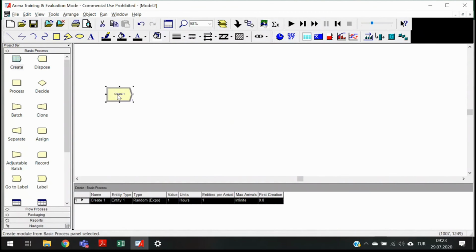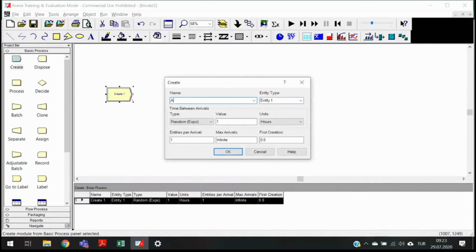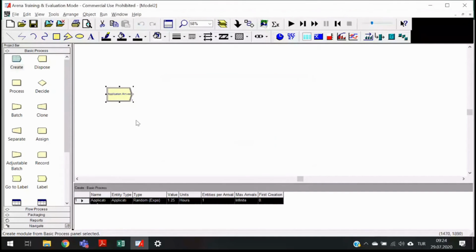Let's create the arrival process. So we say that application arrives here. And the entity that is arriving is an application. Okay. And the time between arrivals is exponentially distributed with an average of 1.25 hours. And at each arrival, one entity arrives, the maximum number of arrivals is infinite, and the first creation is at time 0 again. So the arrival process has been introduced.